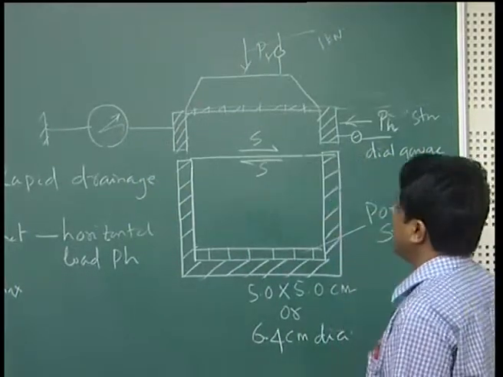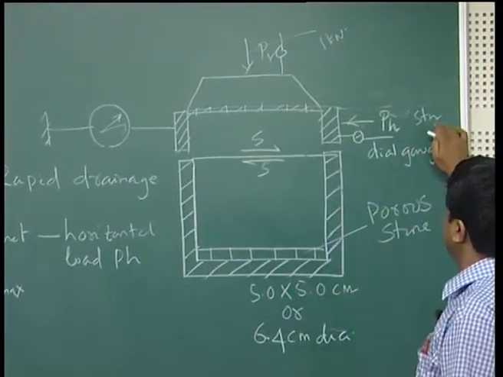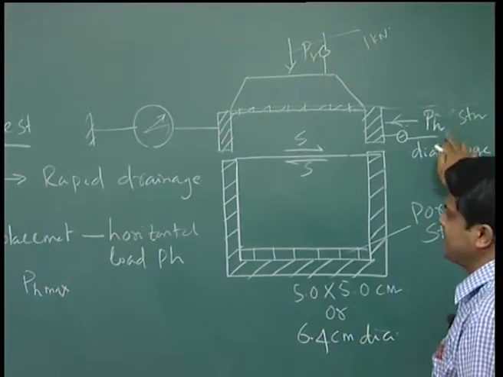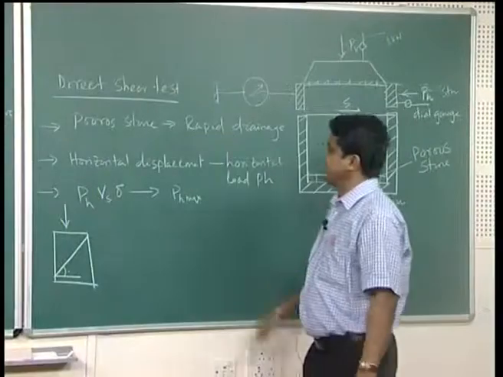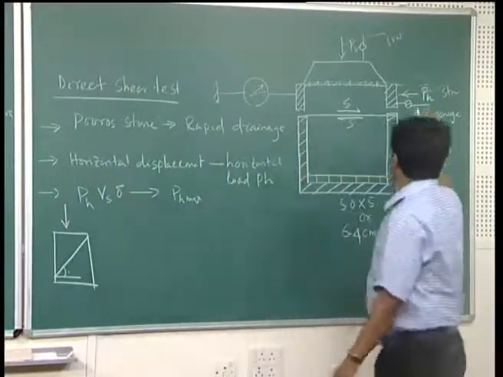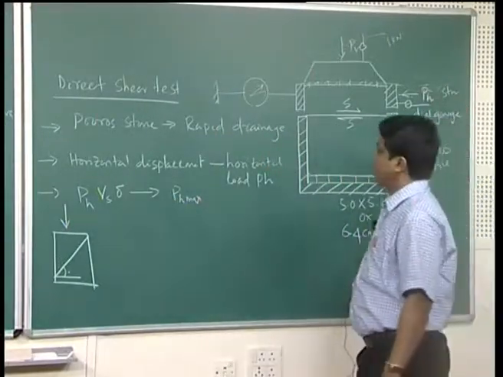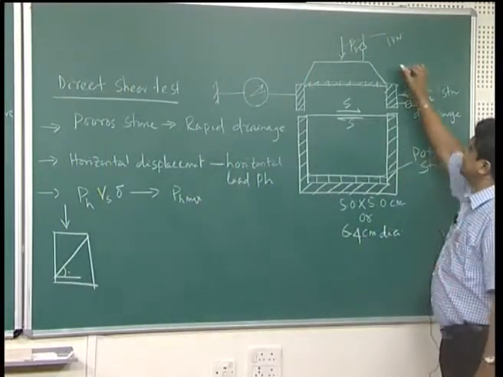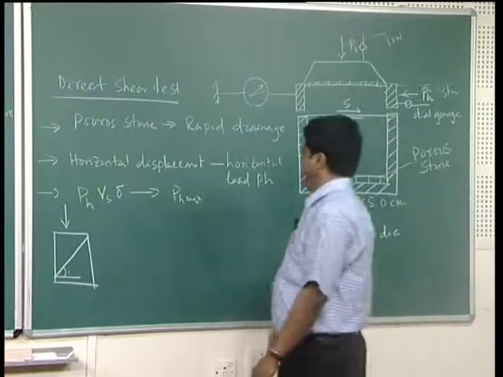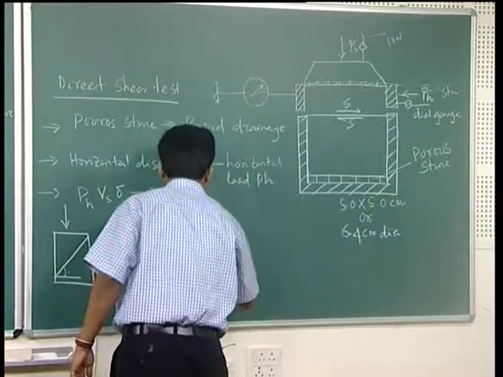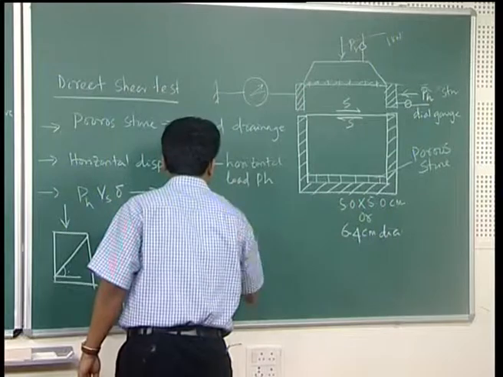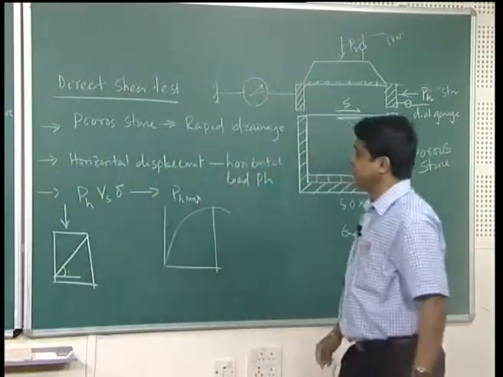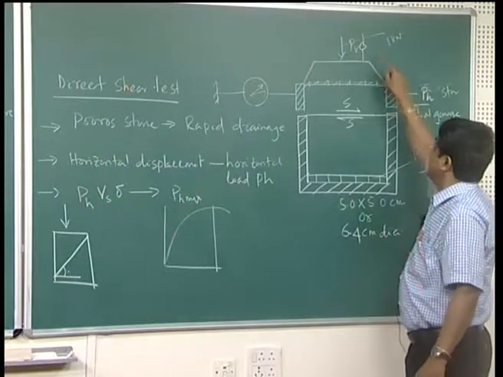That means you apply your load here. So displacement you are applying, then horizontal load you are applying, PH. So you record PH versus delta. PH means lateral load versus how much is your displacement. This displacement can be measured by means of dial gauges. So you measure PH versus delta, from where you can get the maximum PH, or maximum lateral load.